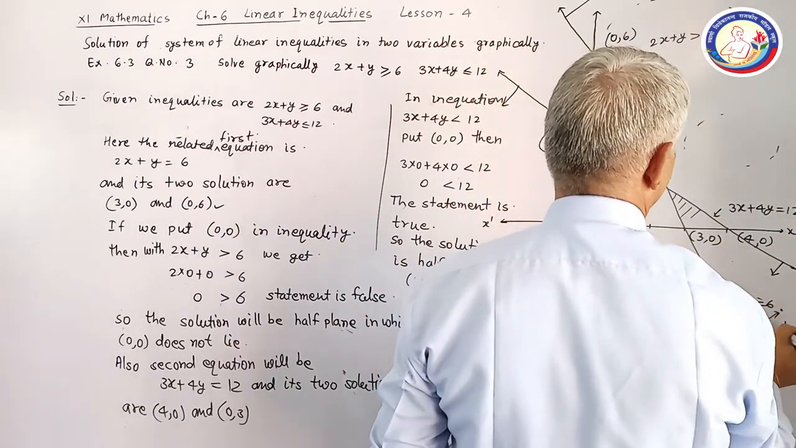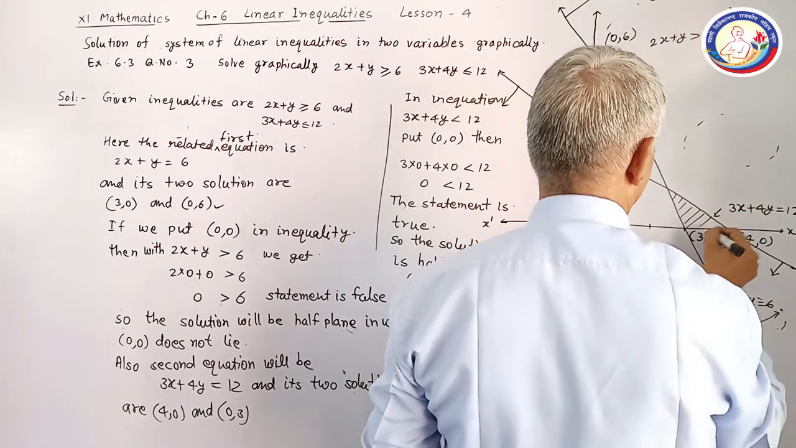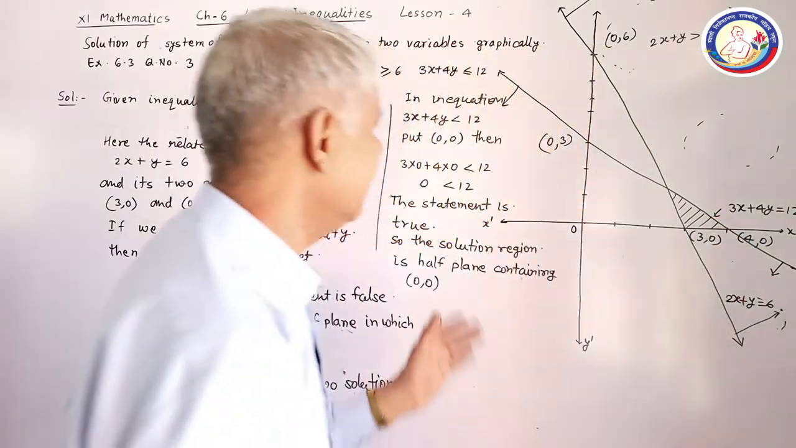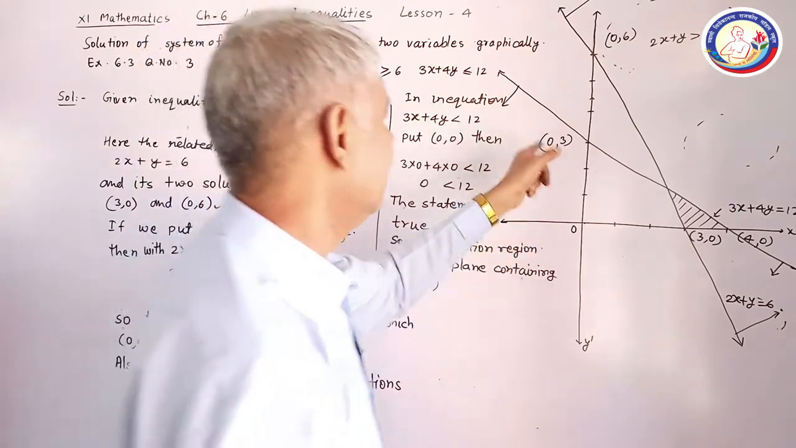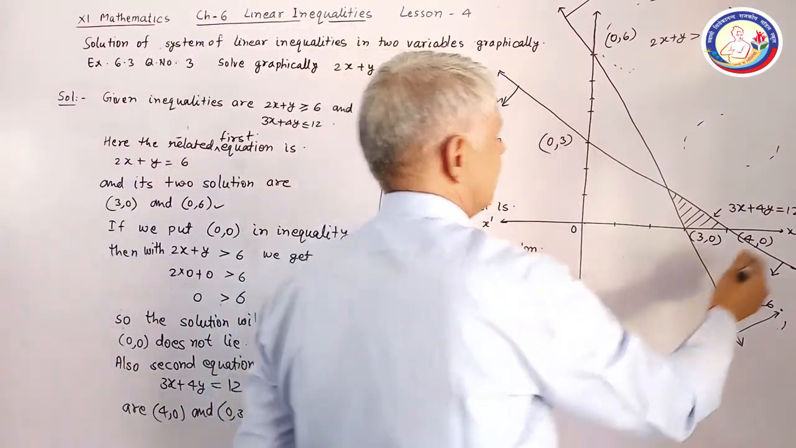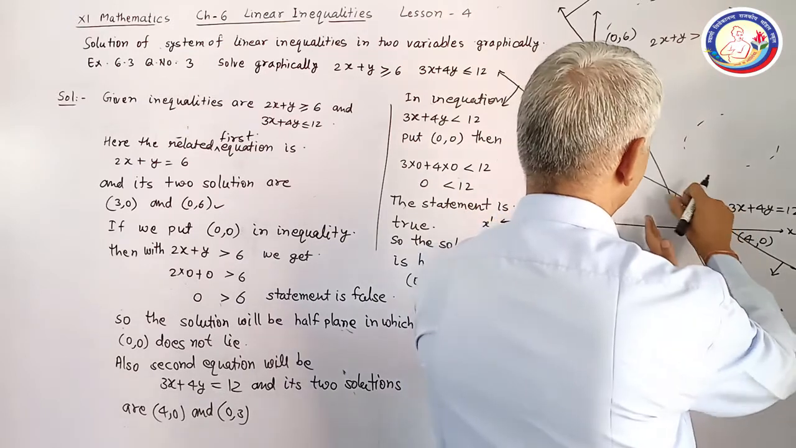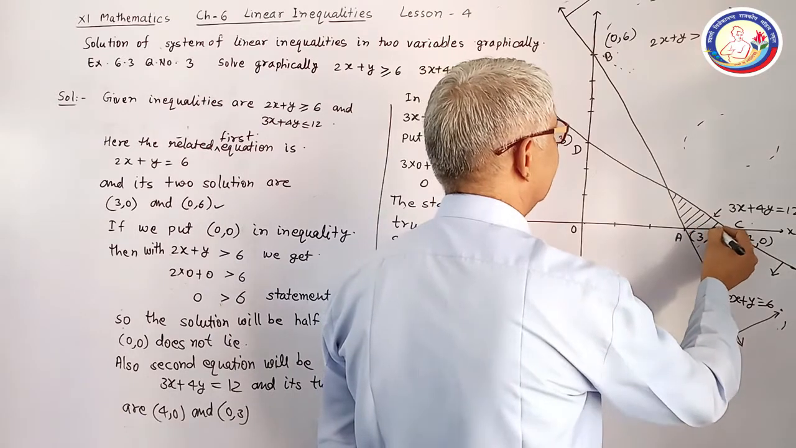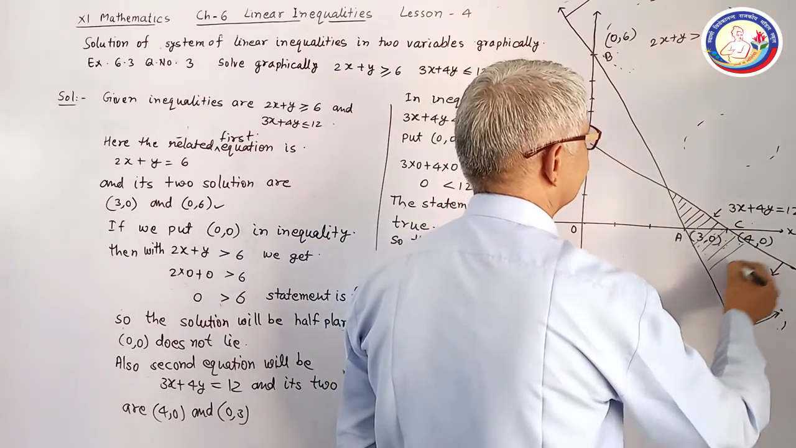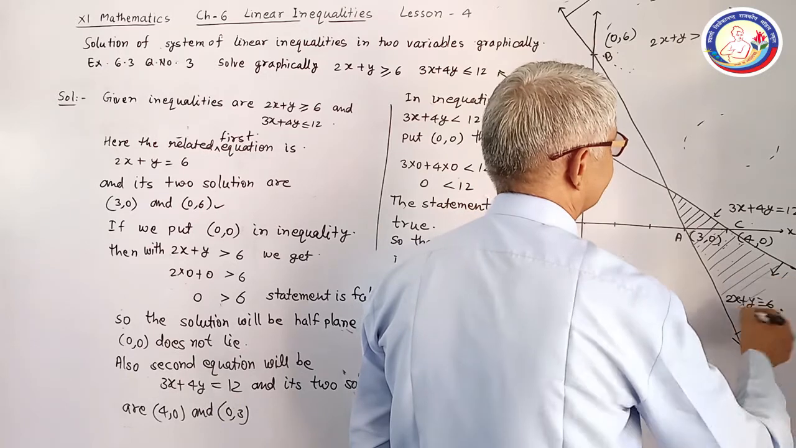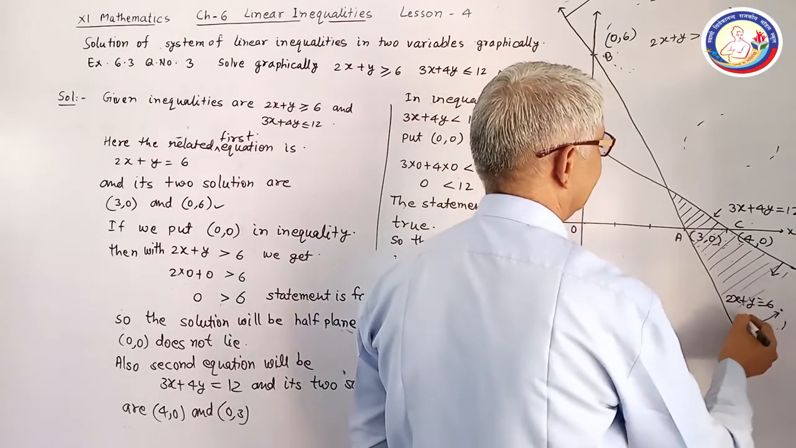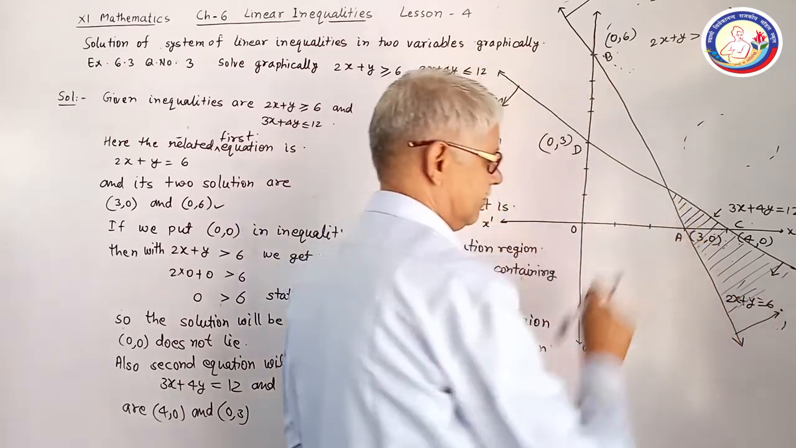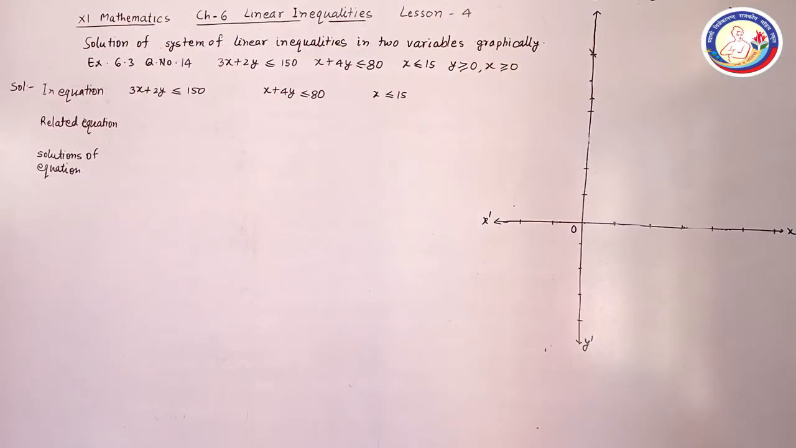This whole area, and the area common in these two, below this line. So this is the area which is common to both. So this whole area will be the solution of this system. Now we take question number 14 of the same exercise.